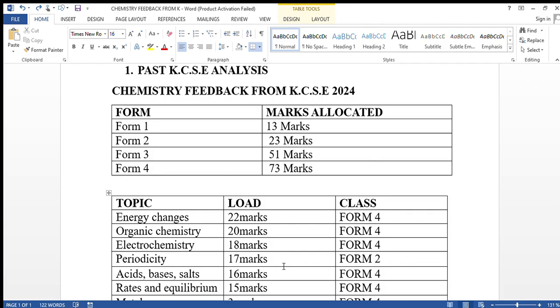So as I repeat, any students who want to pass chemistry, who want to get a good grade in chemistry, should revise Form Four work thoroughly.